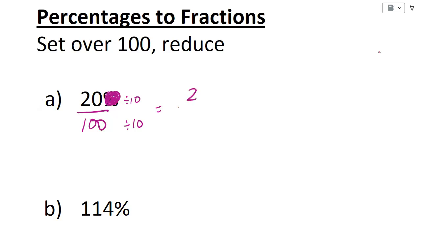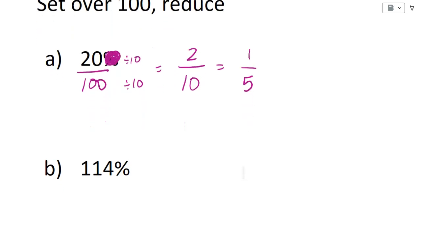20 divided by 10 is 2. 100 divided by 10 is 10. And then these will both divide by 2, simplifying to 1/5. You don't have to get the greatest common factor right away. It's easiest if you know it, but you can always just start reducing and do multiple steps if needed. So it's just a matter of reducing the fraction.